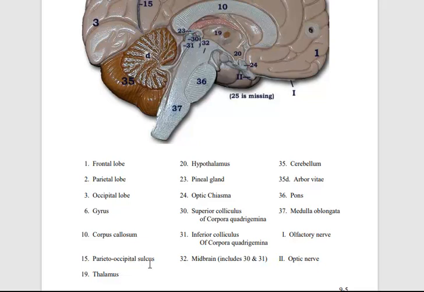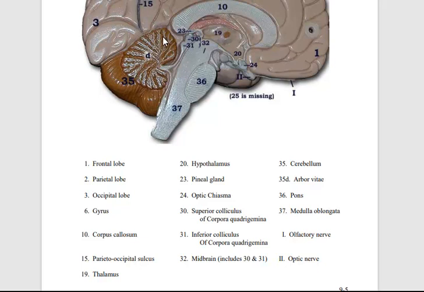parieto-occipital sulcus. So it is the dent between the gyrus, the downward valley, or whatever you want to call it, between the two sticking up gyrus, and it separates the optic area, the occipital region, from the parietal region. So there's a new thing for you to look at right there.